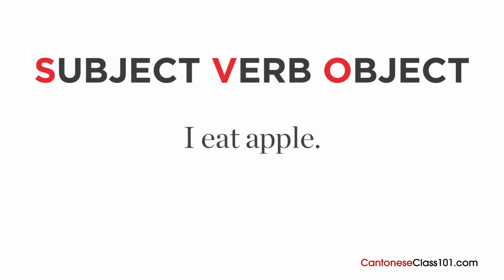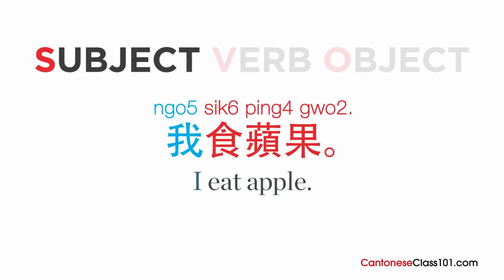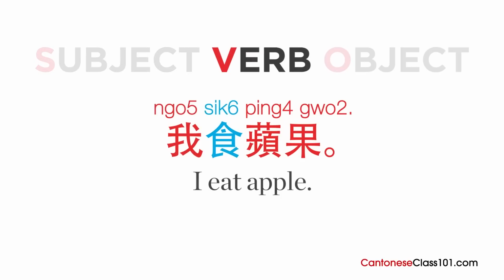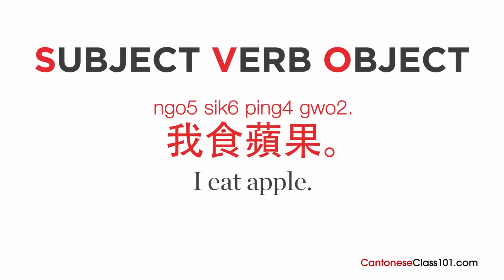Now, let's compare the same sentence, I eat an apple, in Cantonese. 我食蘋果. Like before, let's remove the particles to keep it simple. So we are just left with the words. If we break down the Cantonese sentence, we get the subject, 我, meaning I, then comes the verb, 食, meaning eat, and finally, we have the object, 蘋果, meaning apple. The word order for Cantonese is SVO, the same as English. Easy. Right. And this is the basic word order for sentences in Cantonese. Okay, let's move on to the next section.